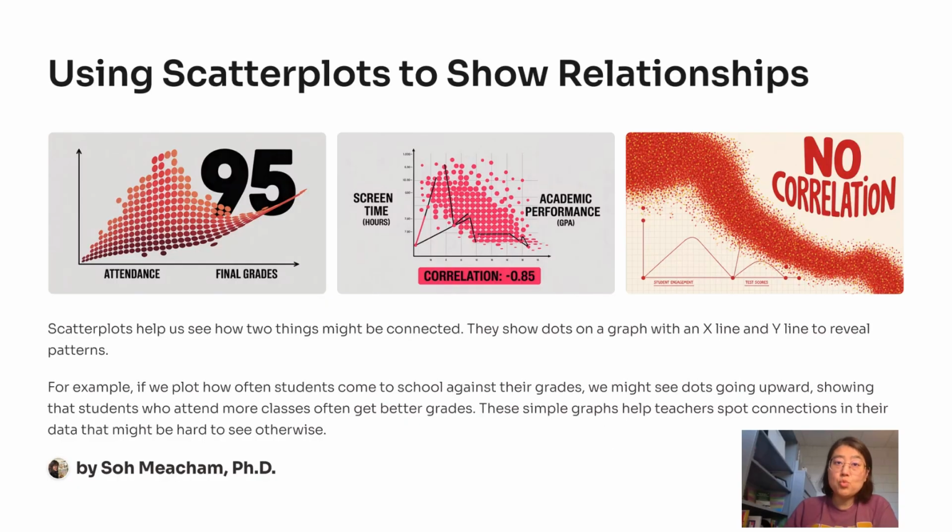One way to visualize relationships between variables is through a scatter plot. This graph plots two variables on the x and y axis, allowing us to see patterns, trends, and outliers. For instance, you might chart school attendance on the x axis and final grades on the y axis. A clear upward trend would suggest that students who attend more tend to perform better.